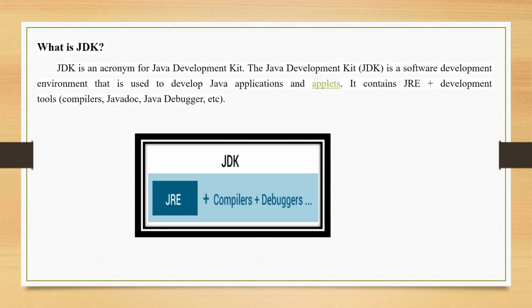Then we will see about what is JDK. JDK is a Java Development Kit. It is a software development environment used to develop Java applications and applets. It contains JRE plus development tools. The development tools contain compilers, Javadoc, Java debugger, etc.